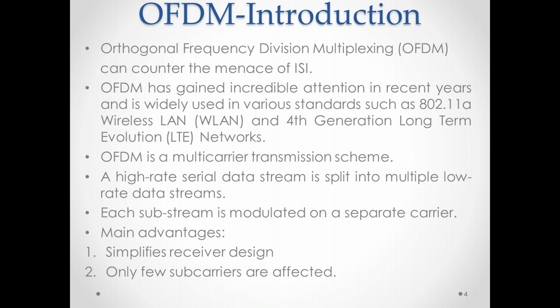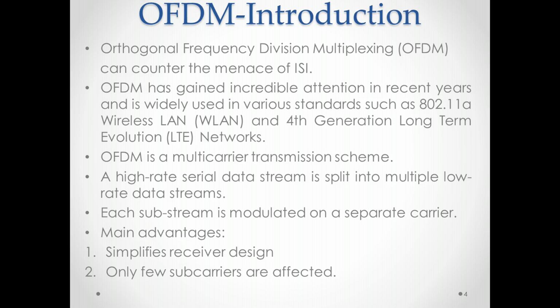Basically, OFDM is a multi-carrier transmission scheme. A high data rate serial data stream is split into multiple low rate data streams. Each substream is then modulated subsequently on a separate carrier. What happens in OFDM is that once you divide the data into several bit streams, each subcarrier is modulated at a low symbol rate, and finally the data rates that are obtained are similar to conventional single carrier modulation schemes in the same bandwidth.